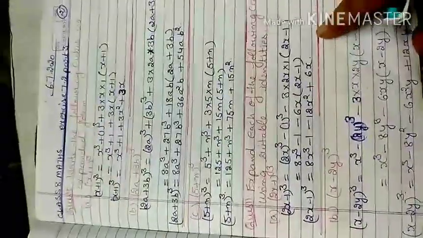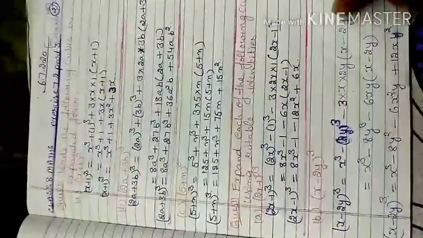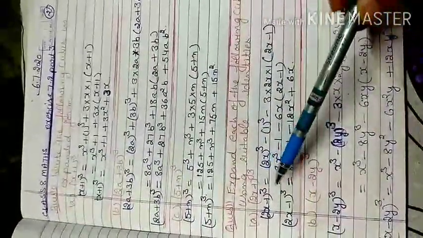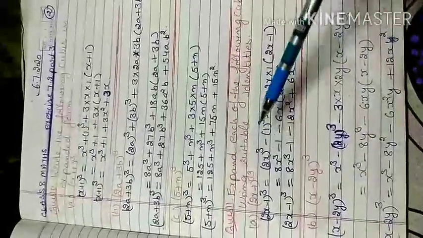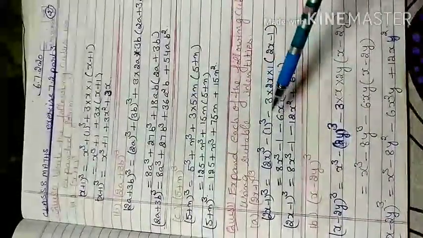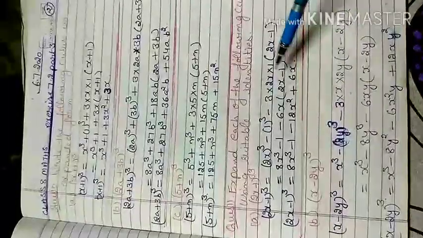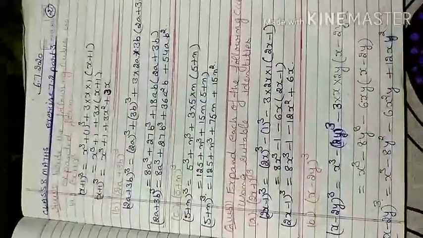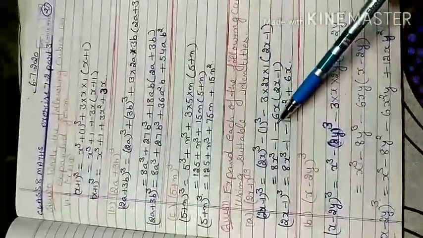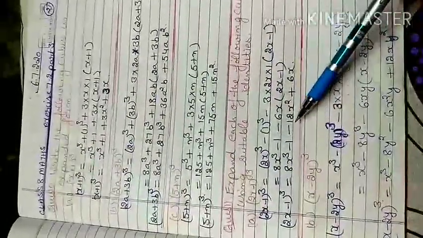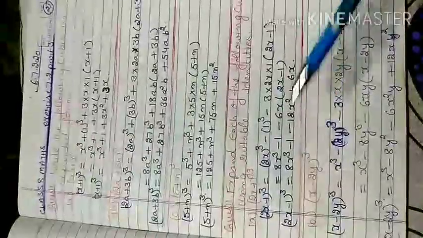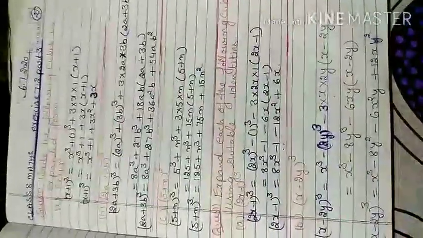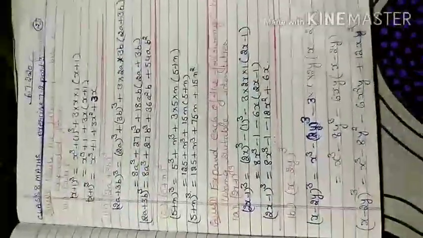In your 11th question you have to apply the (a minus b) whole cube formula in all parts, like (2x minus 1) whole cube: first term cube minus second term cube minus 3 into first term into second term, and the term in the bracket is as it is, 2x minus 1. Now when you open, minus 6x into 2x gives me minus 12x square, then plus 6x, then 8x cube minus 1, because 2 cube is 8 when you multiply 2 three times.